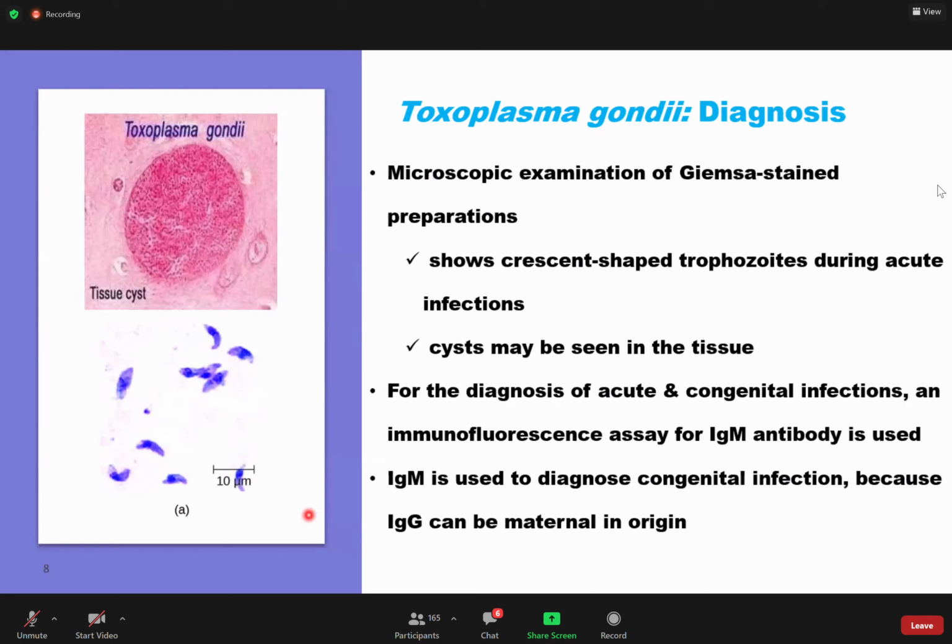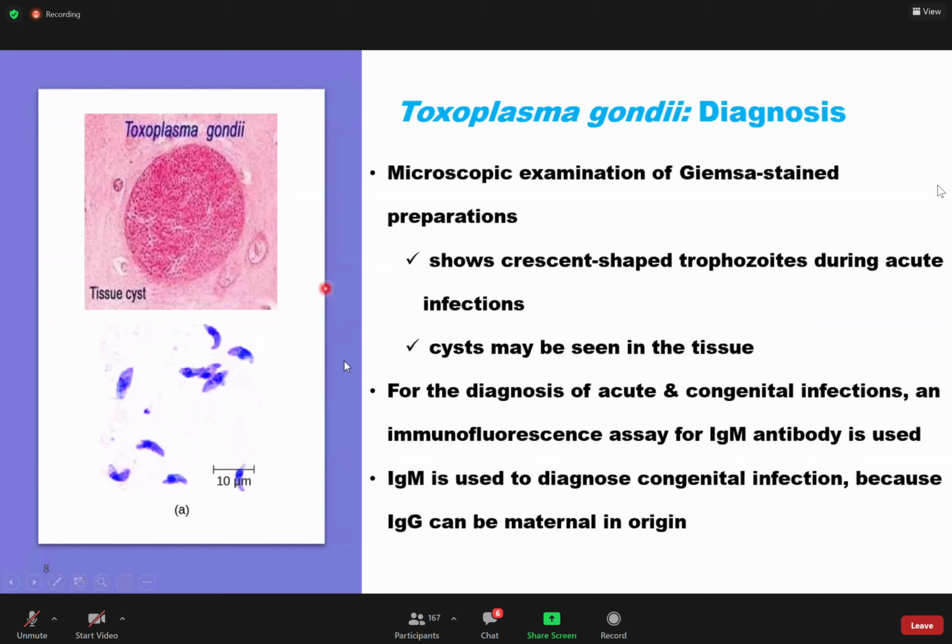So we know how infection can be acquired, and we know that we are a dead-end host. We can't pass it on to the cat for the parasite to complete its life cycle. And because the immune system is competent, we may not have overt clinical signs. So how do you make a diagnosis? It depends on how the patient presents, okay?